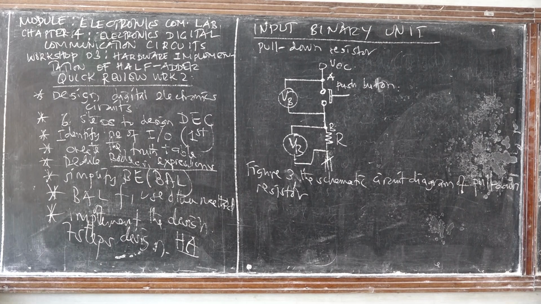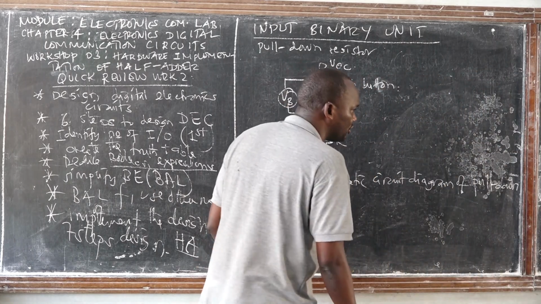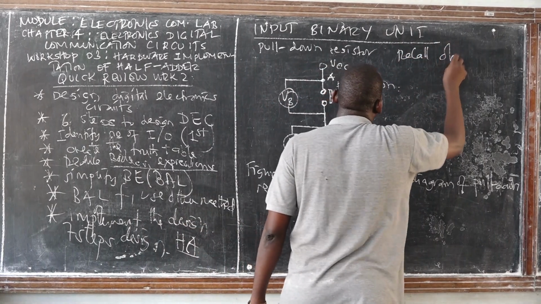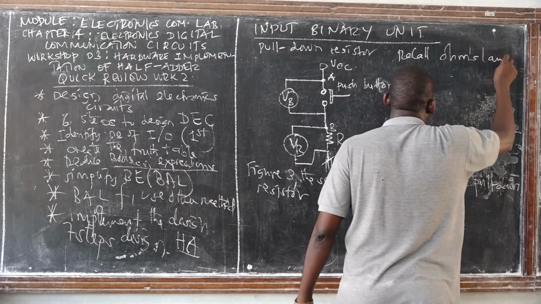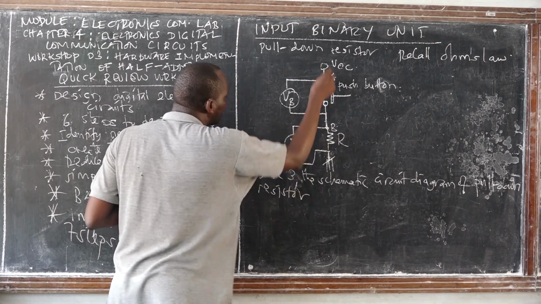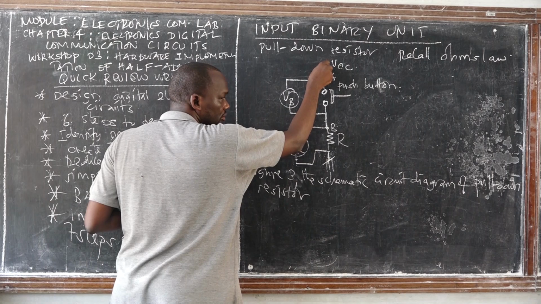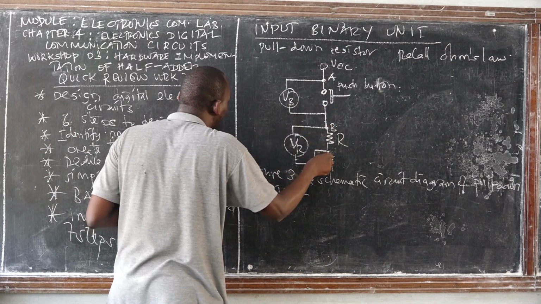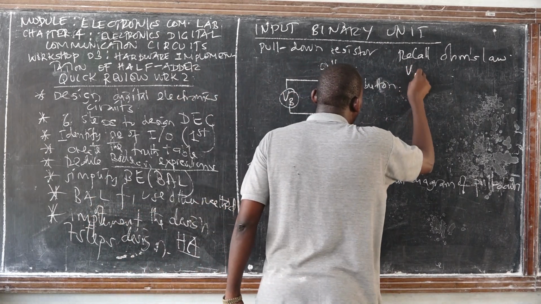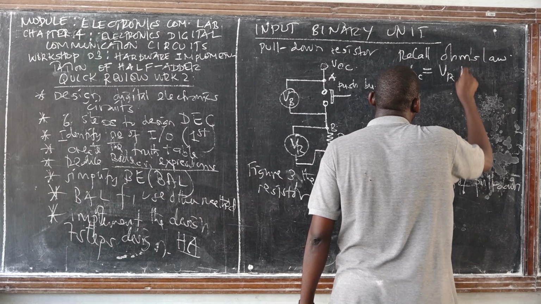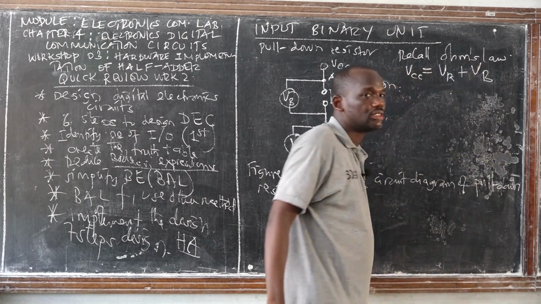To recall the laws that we have been learning in physics, you have to recall Ohm's law. With Ohm's law, VCC and ground represent the power supply. So simply, according to Ohm's law, the supply voltage is equal to the voltage across the resistor plus the voltage across the push button.